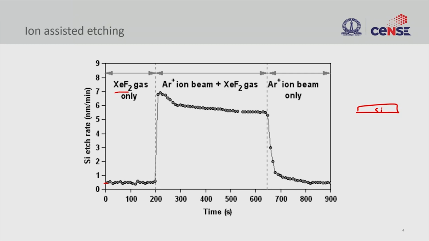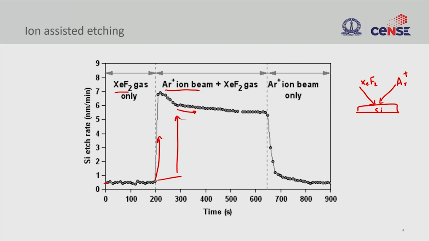But then we beam argon. So the argon ions are now shot. Initially we had xenon fluoride, but now we are going to shoot argon ions. So these are all ions. The moment we switch on the argon ions, we see an increase in the etch rate. The etch rate shoots up and then it plateaus. So the etch rate increases in the presence of ions.